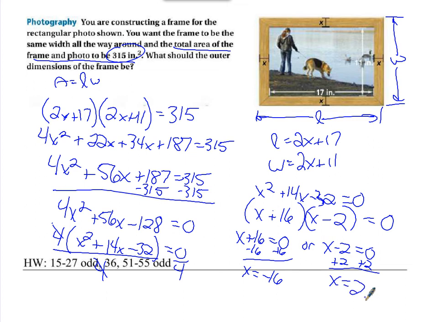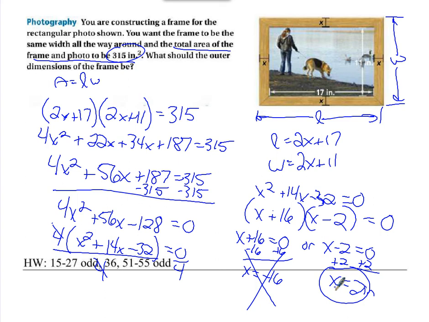Now, this is a story problem, so we need to think about our answers here. X equals negative 16. Negative 16 feet, inches. You can't have a negative dimension. So, nope, you can't have a negative dimension. This one doesn't make sense to use. X equals 2 does make sense to use. This one does not. So x equals 2 inches is your answer. It says, what should the outer dimensions of the frame be? 2 inches is your answer.